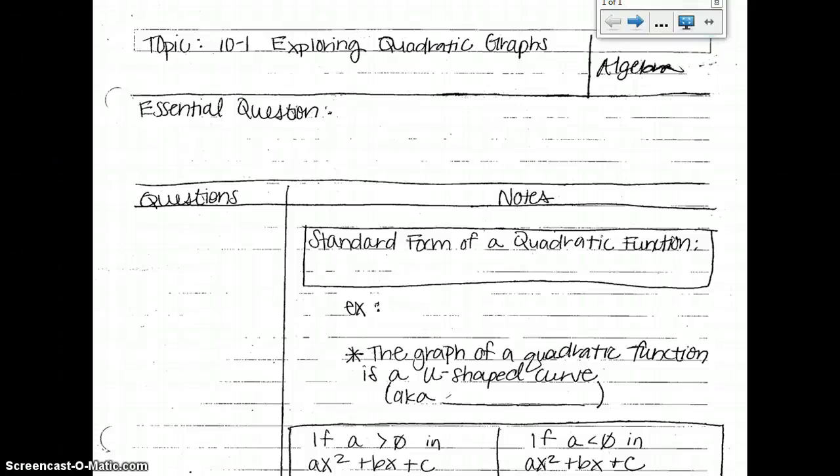Okay, welcome back to our video recordings. Today we are doing Chapter 10, Section 1, Exploring Quadratic Graphs. Okay, our essential question is, how do you graph quadratic functions?